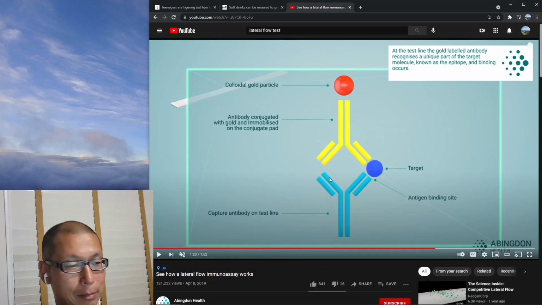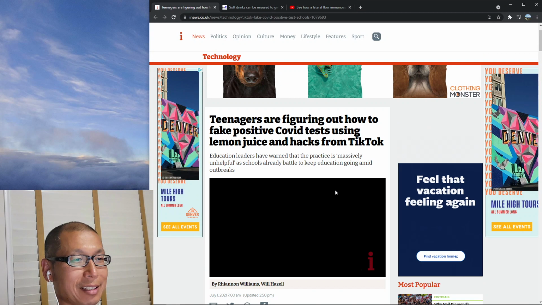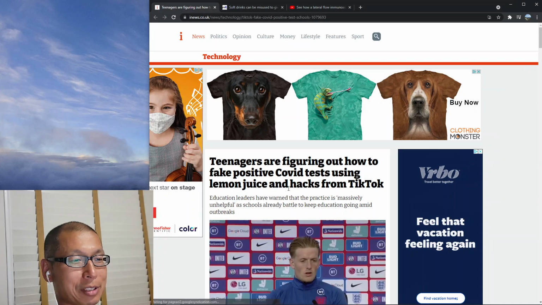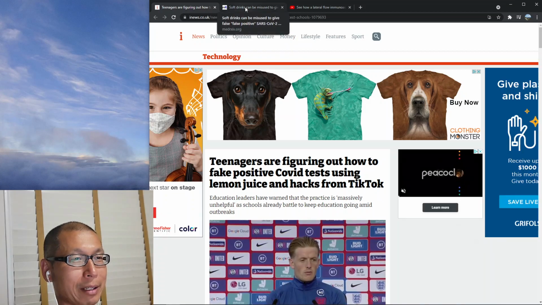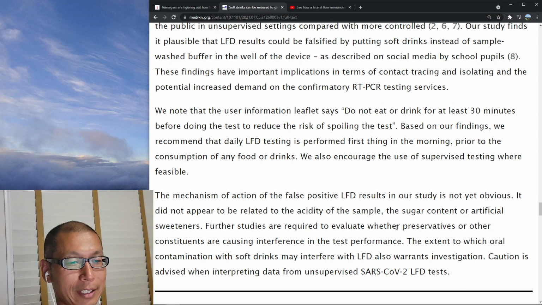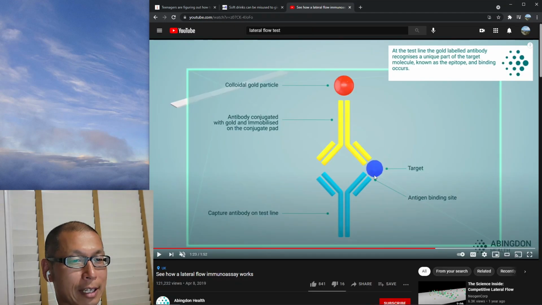I guess they were just randomly trying anything. I imagine that it's not just soft drinks, but several other things could give a false positive. But anyway, this caught my interest, and I had to look up the paper about it. Unfortunately, they don't give a definitive mechanism, but it's interesting that somehow these soft drinks will make these two antibodies sandwich together without the target.